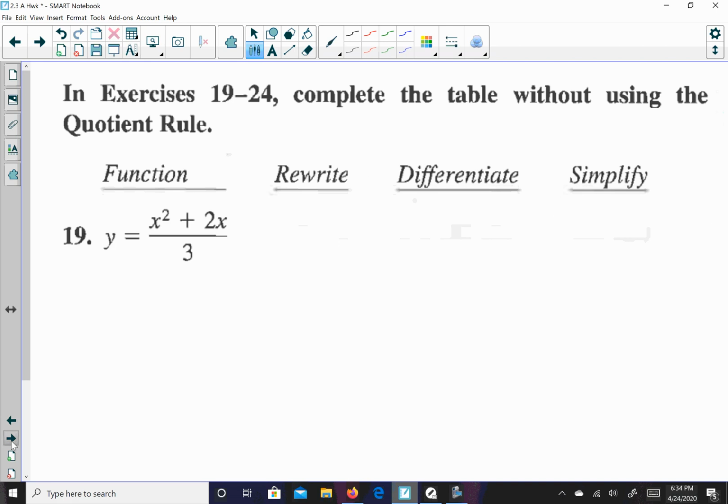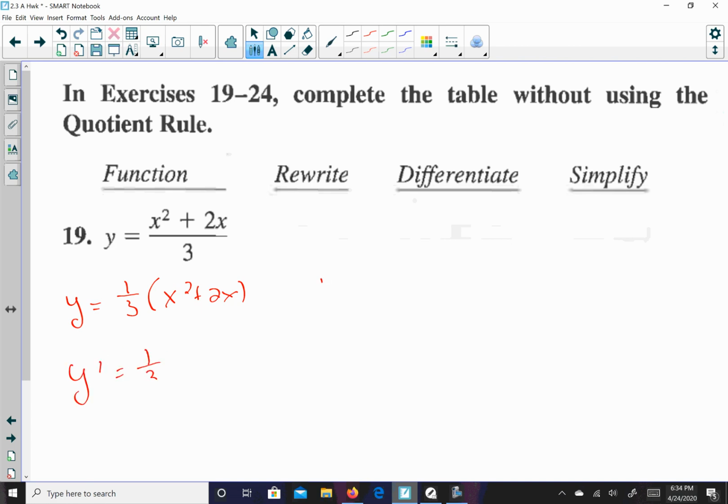Number 19, they want you to rewrite, then take the derivative, then simplify. When I rewrite this, there are different ways you can do it. This is still y because I'm not taking the derivative yet. I just factored out a 1/3 to get rid of that denominator, and then I made it x squared plus 2x. That's me rewriting.